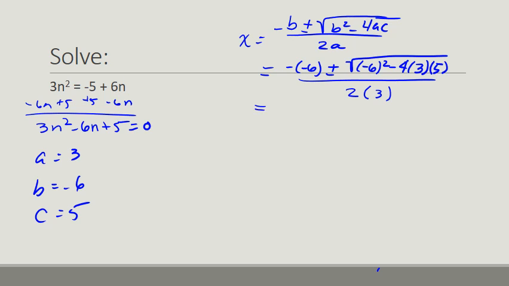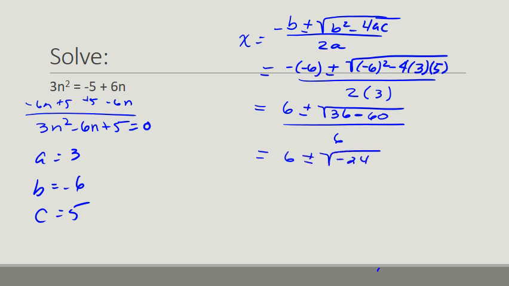So that's going to give me 6 plus or minus the square root of 36 minus 60 all over 6. Okay. And 36 minus 60 is negative 24. So we're going to get 6 plus or minus the square root of negative 24 all over 6.